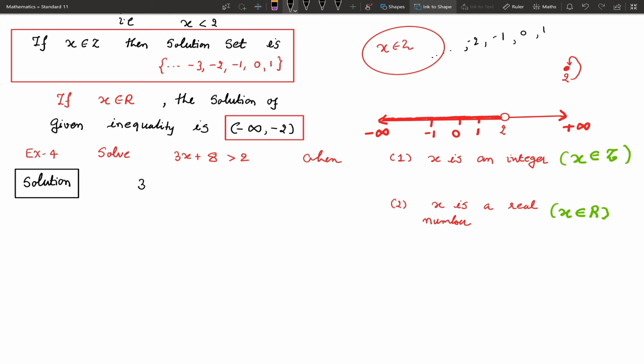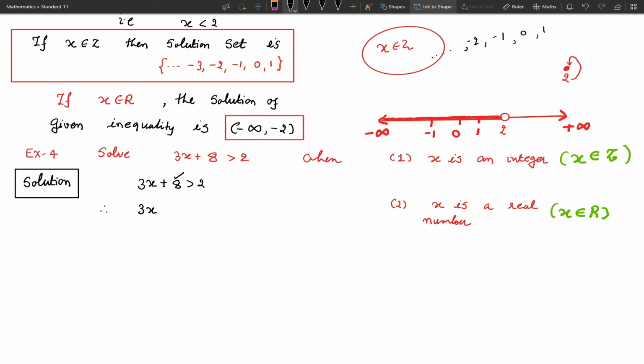We have given 3x plus 8 greater than 2. So we are going to get inequalities for x. So we add both sides -8, which is the additive inverse of plus 8.